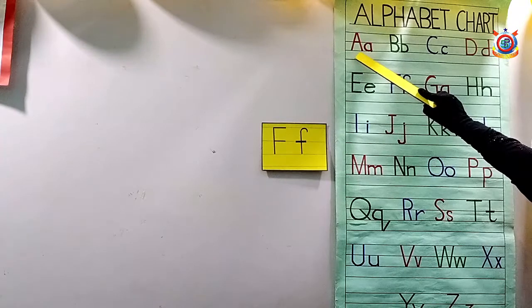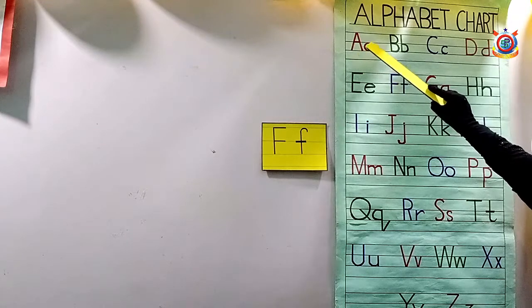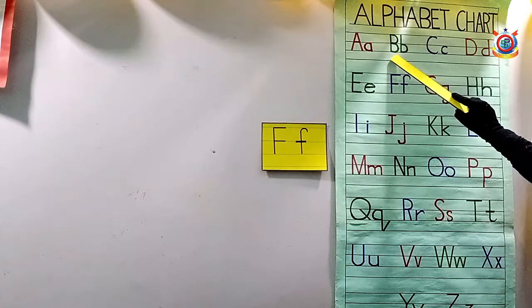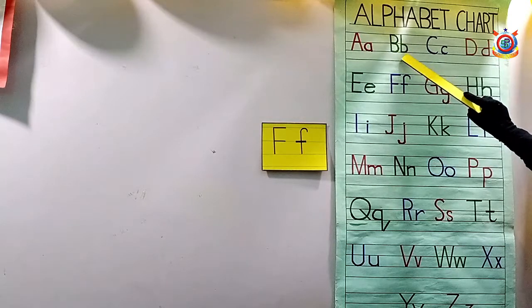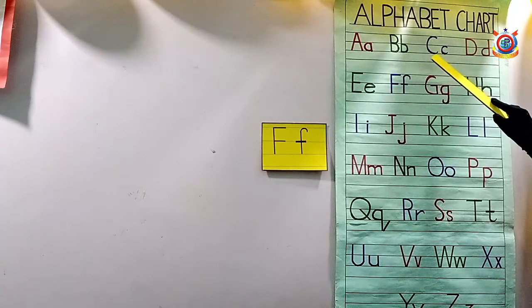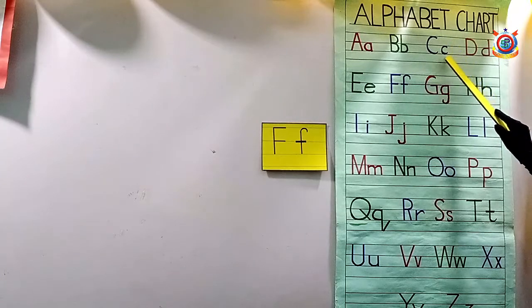This is A. A sound, A. This is B. B sound, B. This is C. Sound, K.